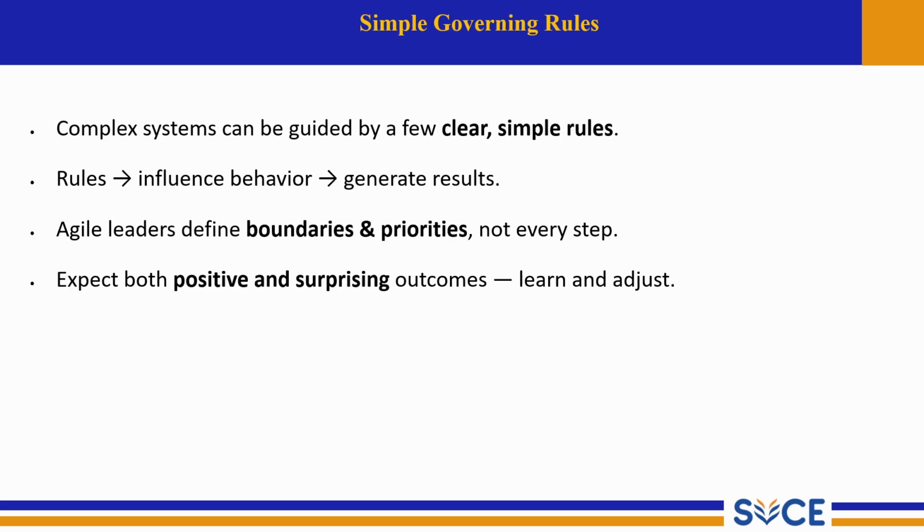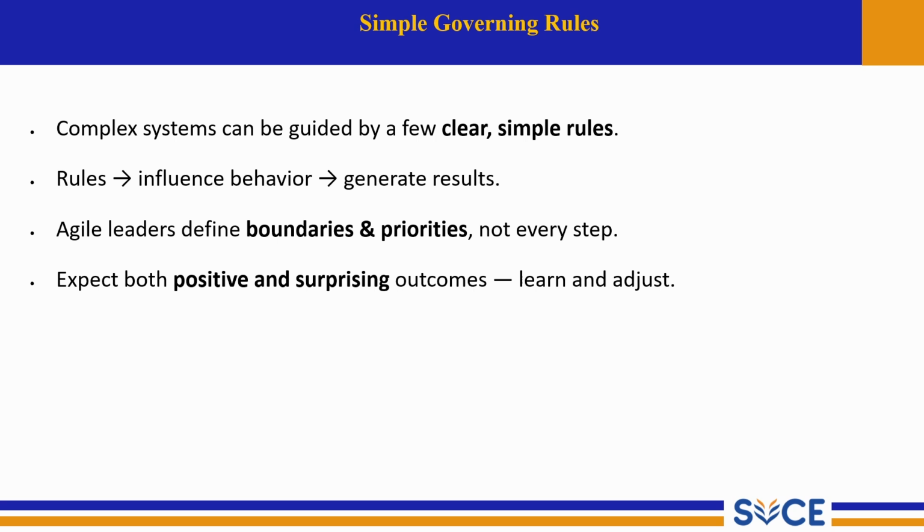And next, simple governing rules. A complex system can be guided by a few clear, simple rules. So rules can be transformed into influencing behavior, and that influenced behavior generates the results.